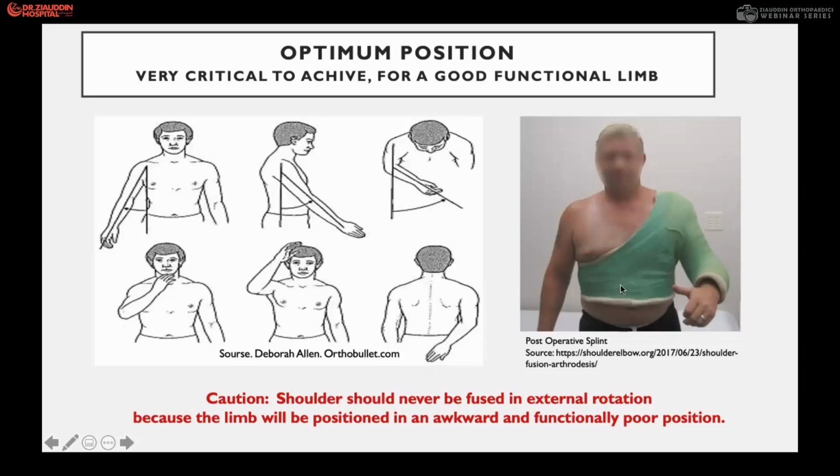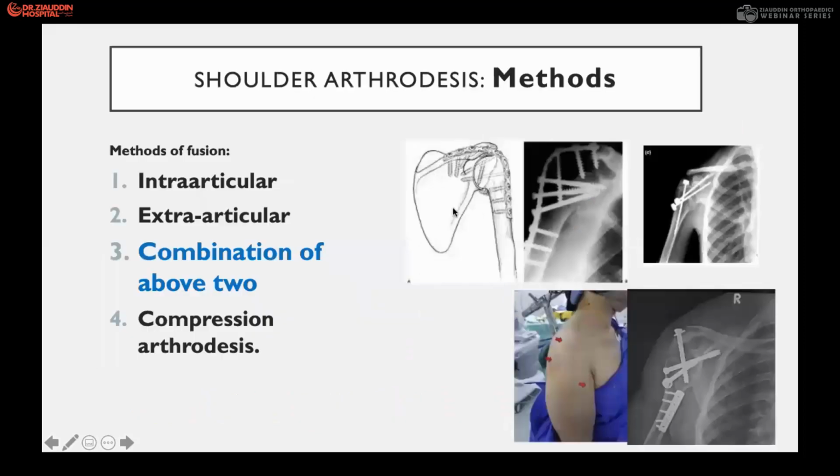This is the splint which we prepare before surgery and give for 6 to 7 weeks post-operatively after shoulder fusion. The methods of shoulder arthrodesis are well known. We can do intra-articular shoulder arthrodesis, or extra-articular shoulder arthrodesis, which is commonly done in infected and tuberculous shoulders, but we do a combination of intra- and extra-articular arthrodesis, which may be with compression arthrodesis by one plate or two plates and screws from the humeral head to the glenoid.